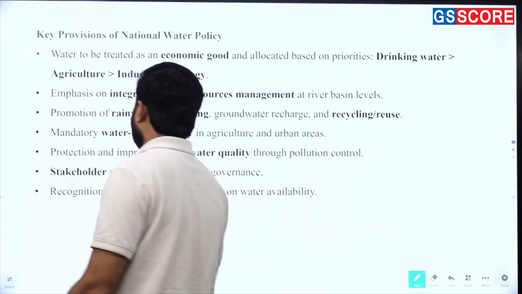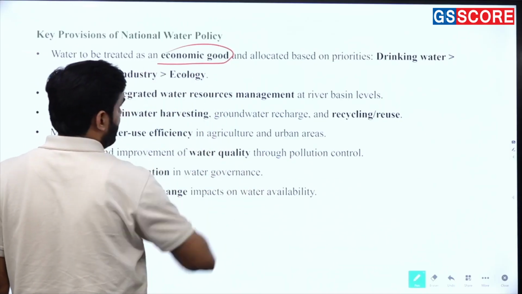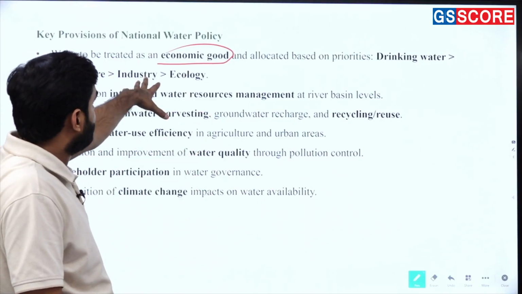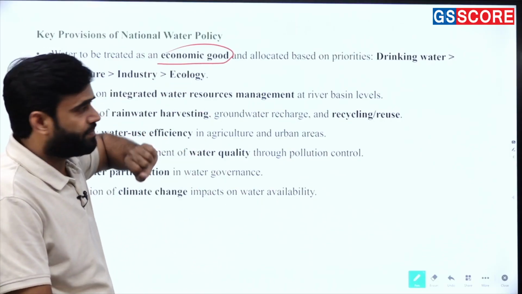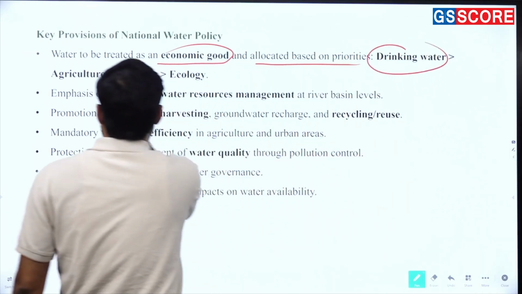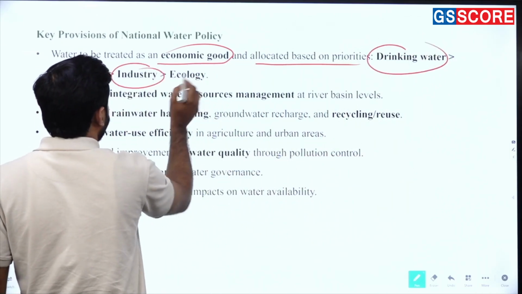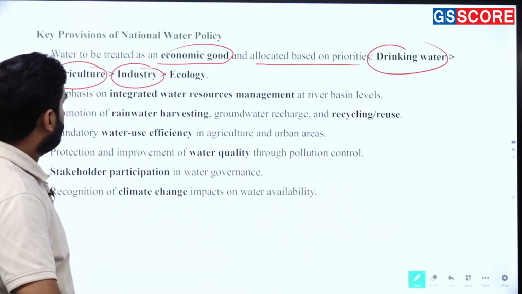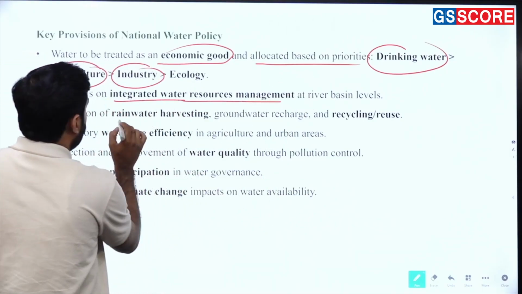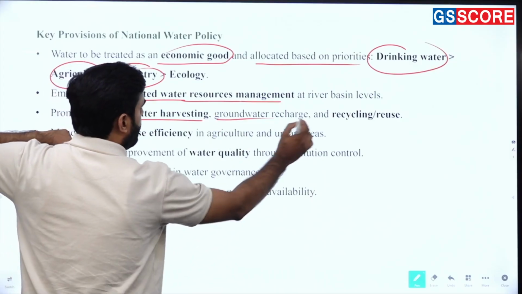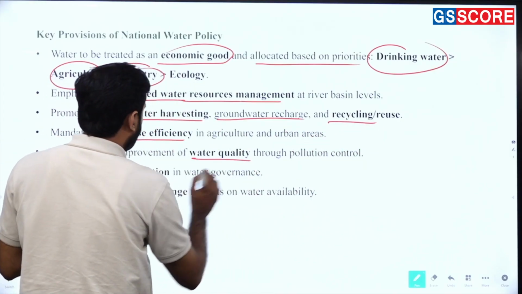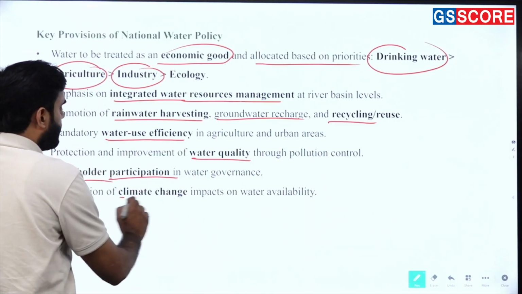Water to be treated as an economic good. There is no doubt. This is the first and foremost duty for everyone to consider water as an economic good. Allocated based on priorities: drinking water, agriculture, industries, and ecology. Emphasized on integrated water resource management. Number 2, rainwater harvesting, groundwater recharge, recycling, reuse, water use efficiency, water quality, precipitation, stakeholders, climate change.